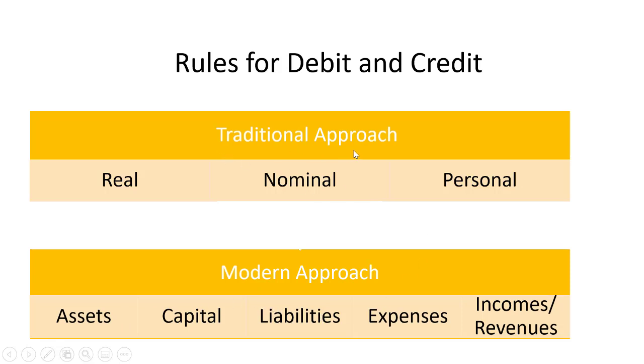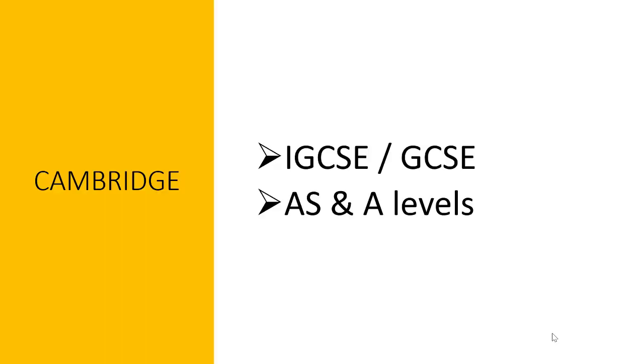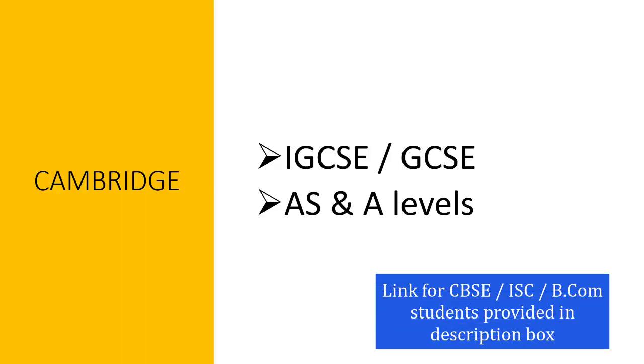As per the traditional approach, the accounts are classified as real, nominal, and personal. But as per the modern approach, all the accounts in accounting are classified as assets, capital, liabilities, expenses, and incomes and revenues. In this video, the format of journal is based on the Cambridge syllabus.